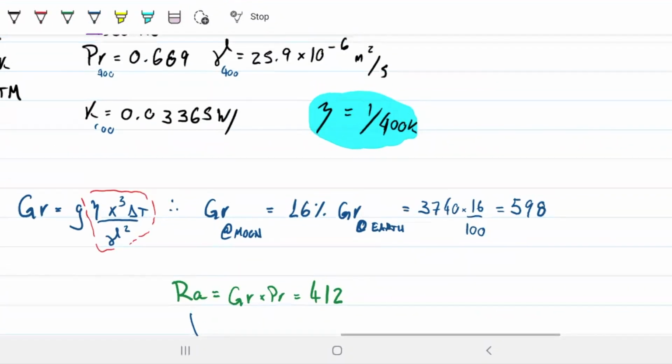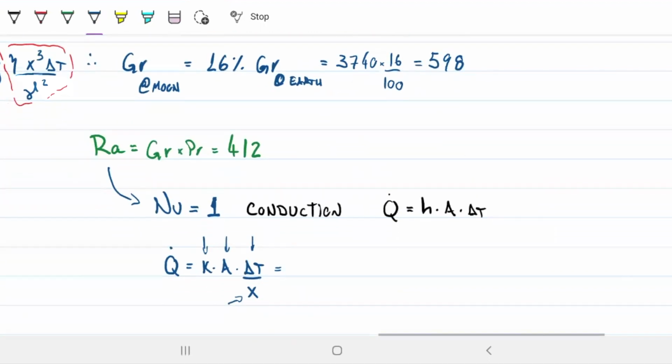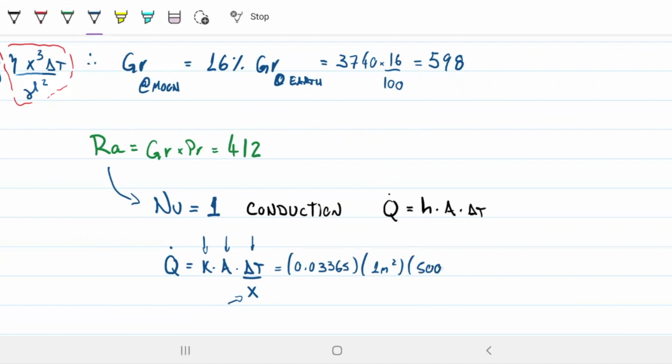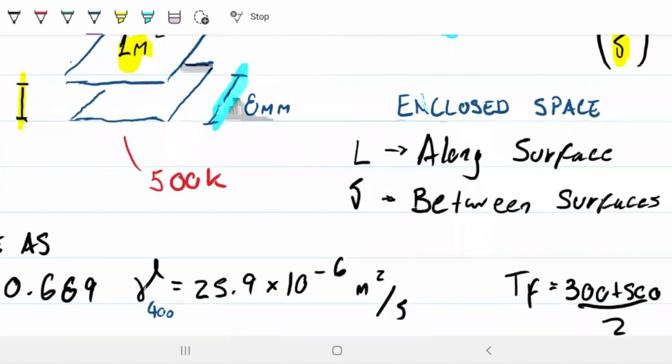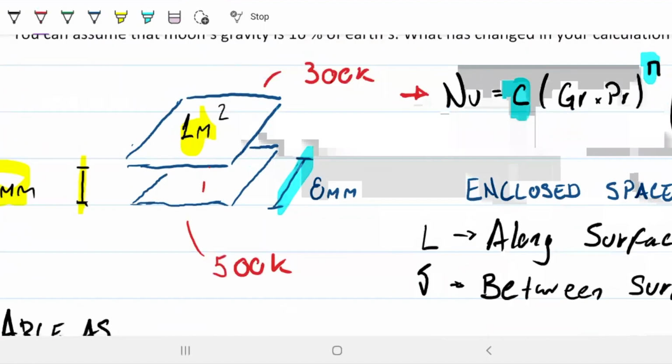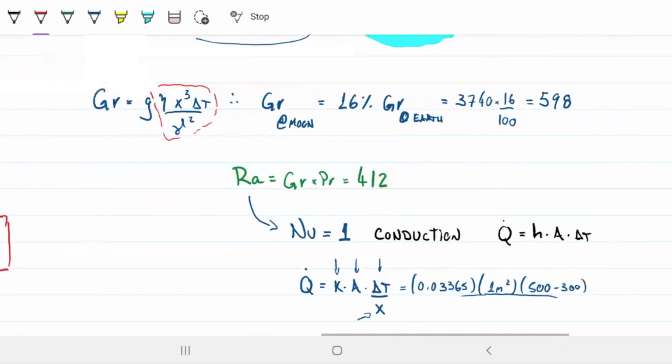What is K? 0.03365. Area is 1 meter squared. Delta T is 500 minus 300. And the distance it has to travel is the distance between the two plates. Don't forget our first analysis. What we knew from the start was that Q was going from this plate to that plate. So the distance they have to travel is 8 mils.